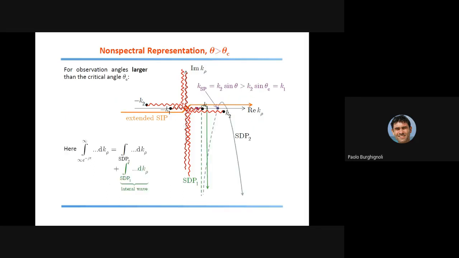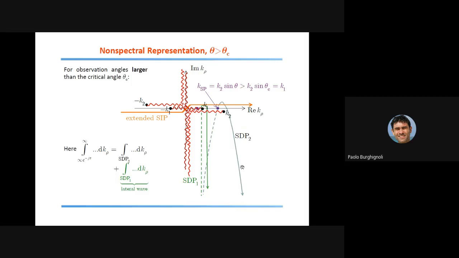What changes is when instead the observation angle is larger than the critical angle theta c. This means that now the saddle point is located between k1 and k2. And in this situation, what you need to do is to introduce an additional contour, this SDP1, that runs vertically. It is a folded contour that passes through the k1 branch point, in addition to the steepest descent path in gray that was present also in the previous slide.